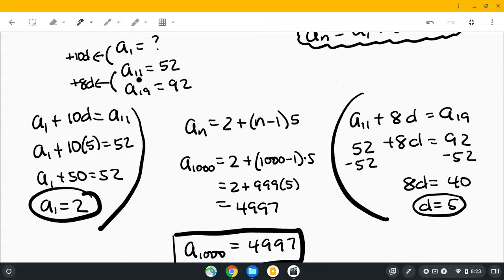It's more of understanding how many D's you added to get to A19, and how many D's you added from A1 to get to A11.